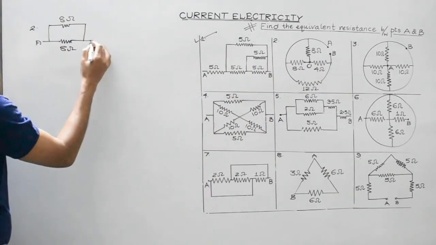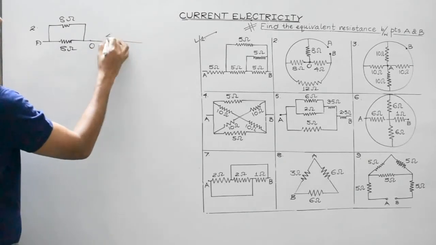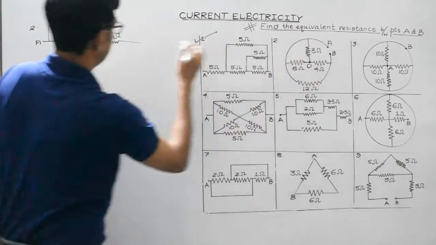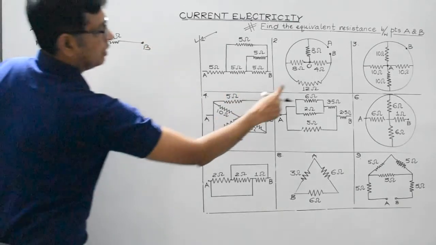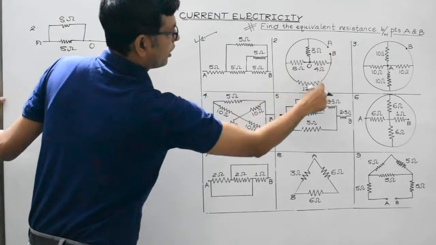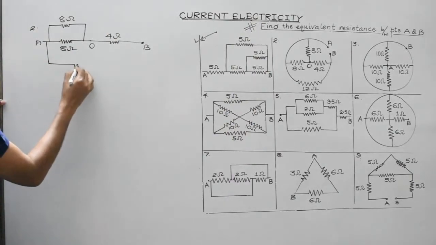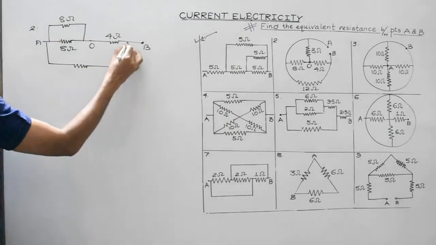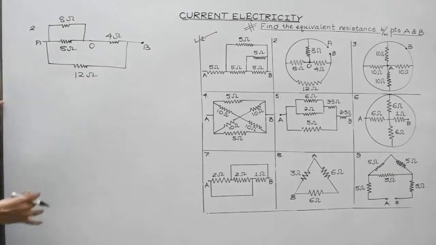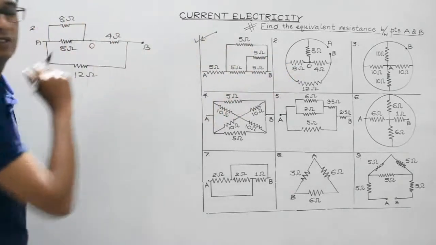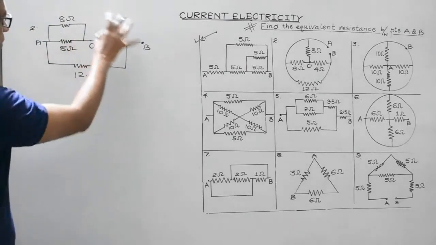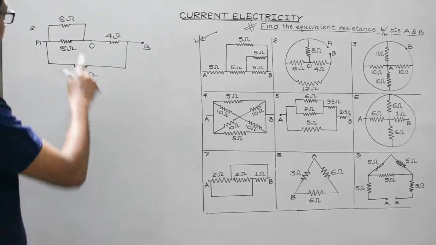And then over here, it's 4 ohm. This is 4 ohm, and then this is point B. Now the 12 ohm is connected between point B and point A. So it's like this. This is 12 ohm. So this is the equivalent circuit of this one, right? Now it becomes much more simple.